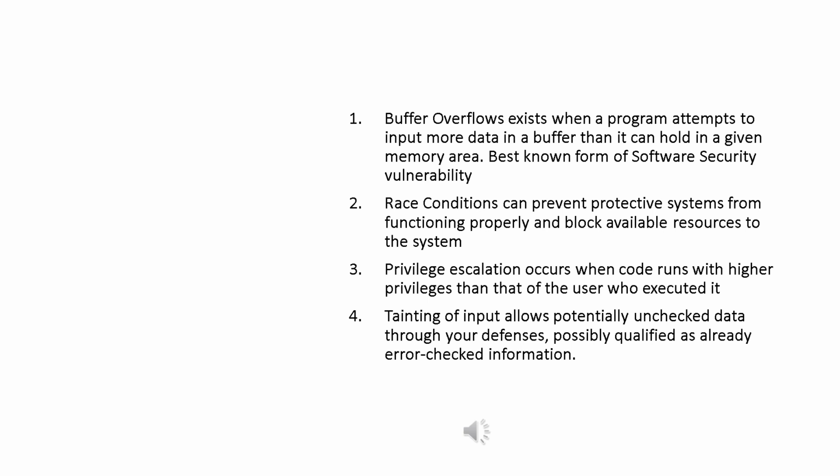Buffer overflows exist when a program attempts to input more data in a buffer than it can hold in a given memory area. The best known form of software security vulnerability. Race conditions can prevent protective systems from functioning properly and block available resources to the system. Privilege escalation occurs when code runs with higher privileges than that of the user who executed it. Tainting of input allows potentially unchecked data through your defenses, possibly qualified as already error checked information.